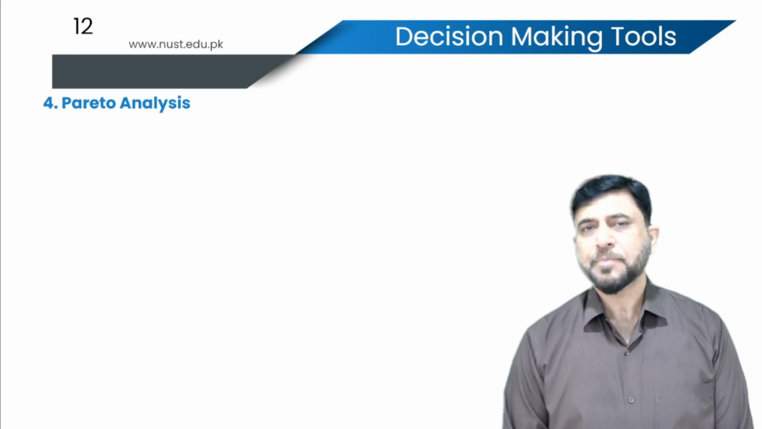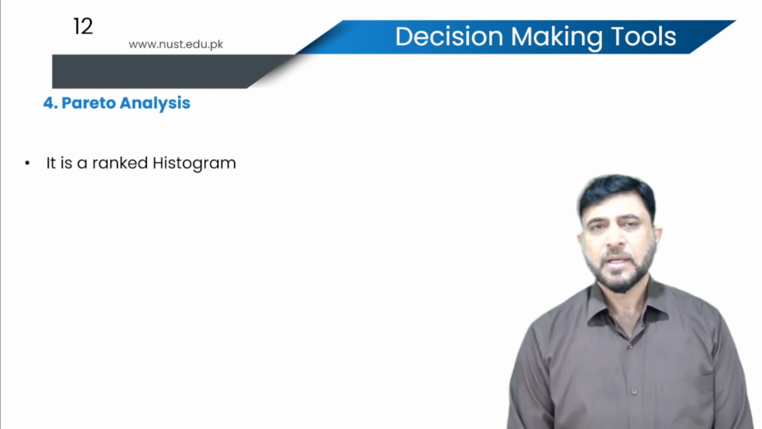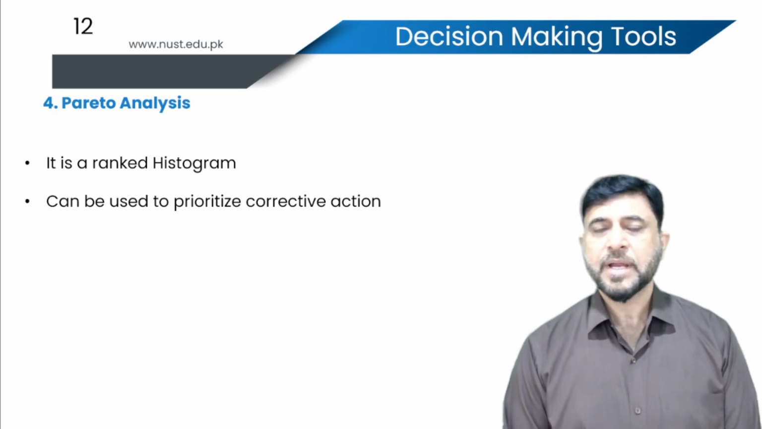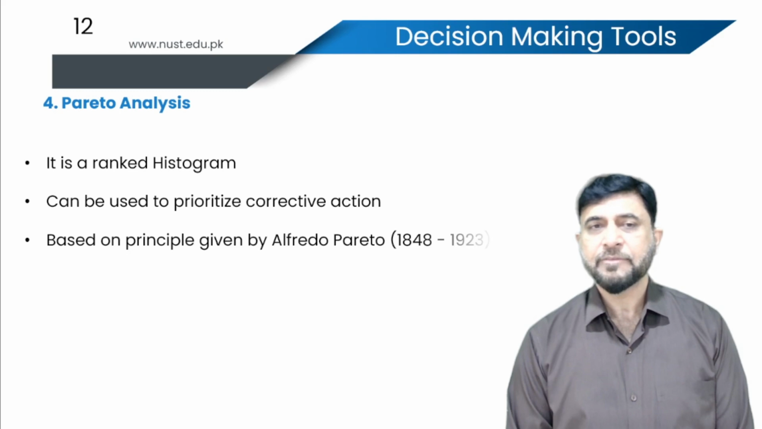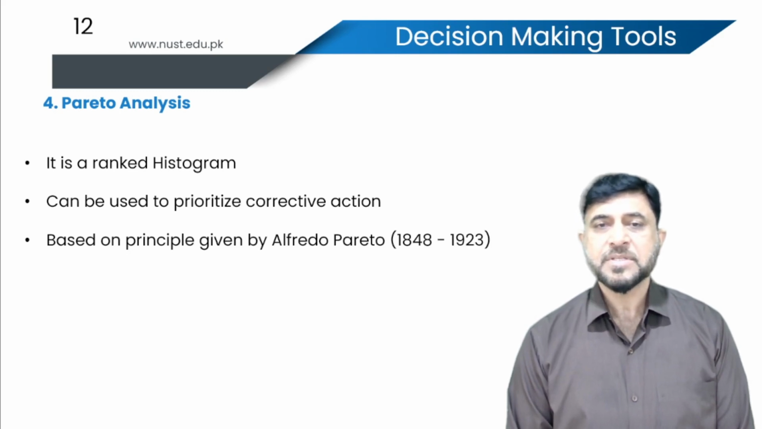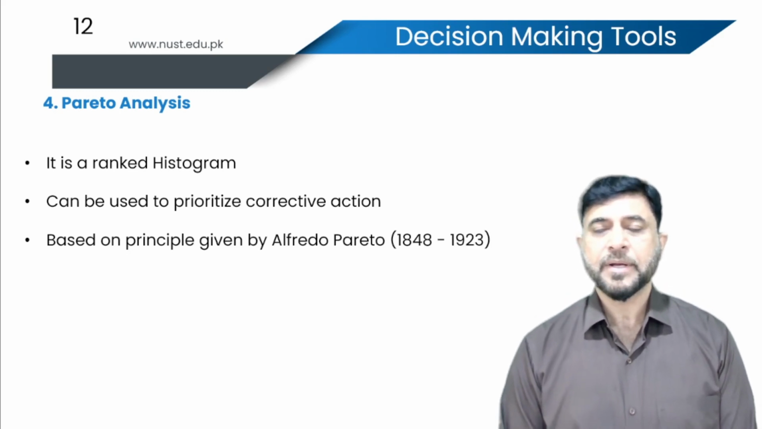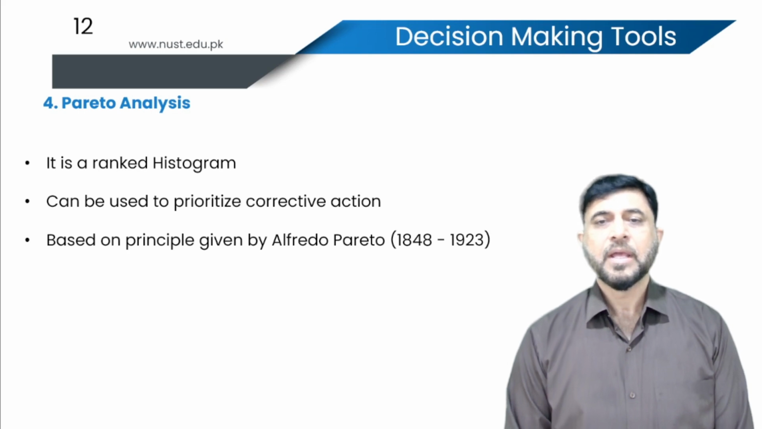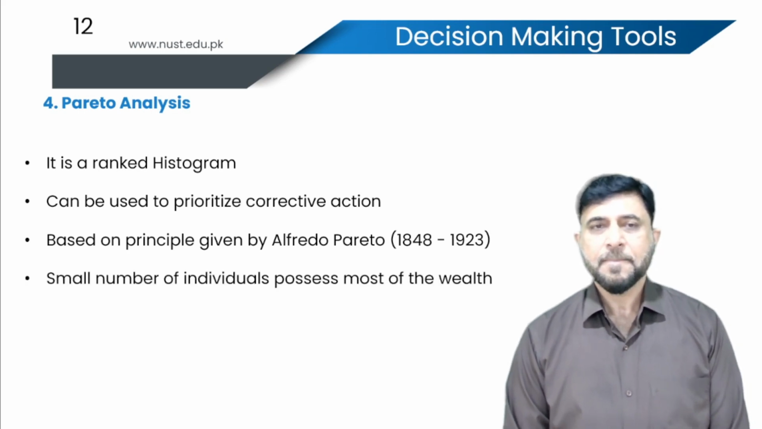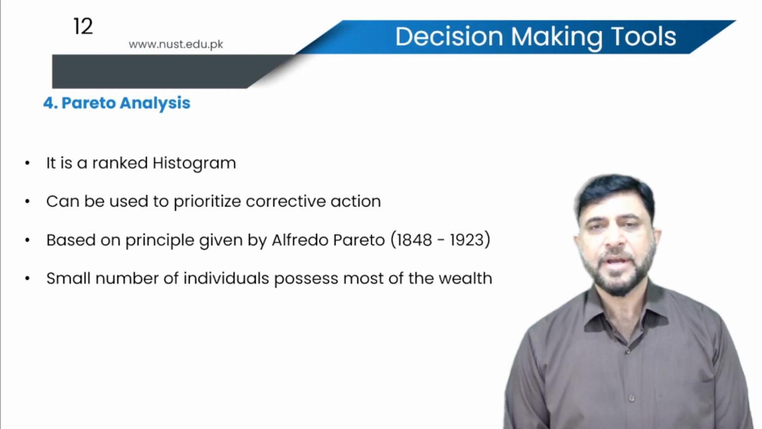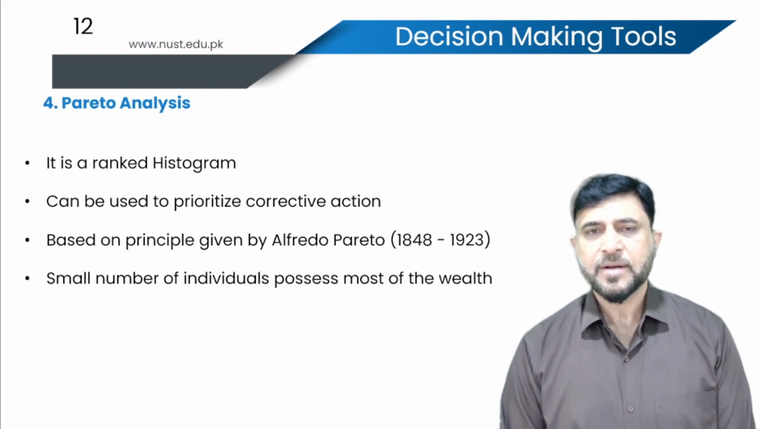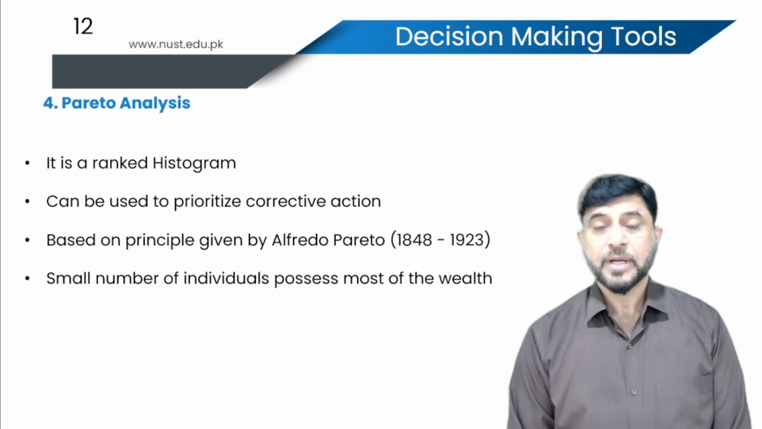What is Pareto analysis? It is a ranked histogram. What is a ranked histogram? It can be used to prioritize corrective action. It is based on the principle given by Vilfredo Pareto, 1848 to 1923. A small number of individuals possess most of the wealth. This is a statement given by me. Is it correct? I think it is correct.